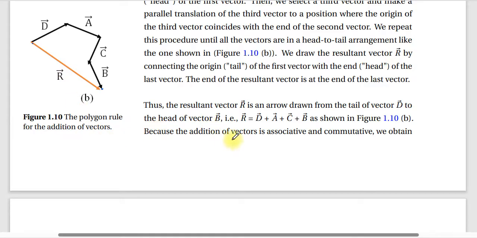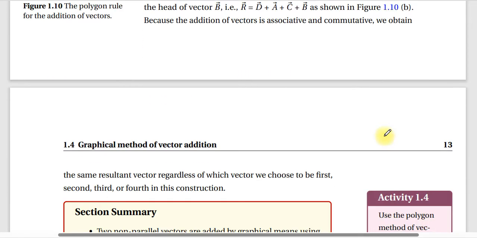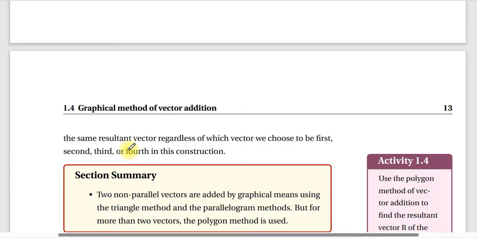Because the addition of vectors is associative and commutative, we obtain the same resultant vector regardless of which vector we choose to be the first, the second, the third or the fourth in this construction.